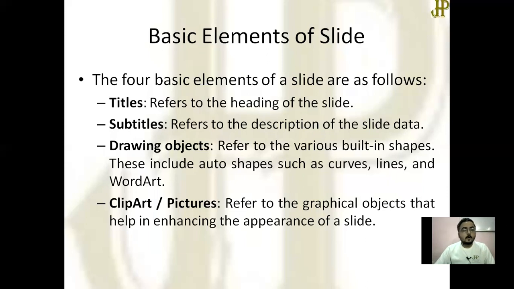Next one is drawing object. Again, it refers to various built-in shapes. These include auto shapes such as curves, lines, and word art. And the last one, clip art or pictures. It refers to the graphical objects that help in enhancing the appearance of a slide.